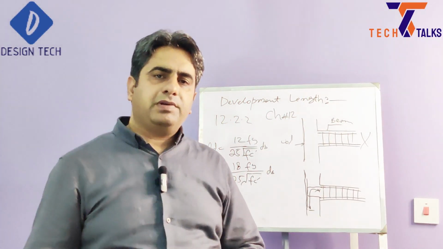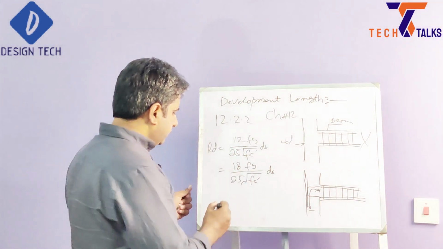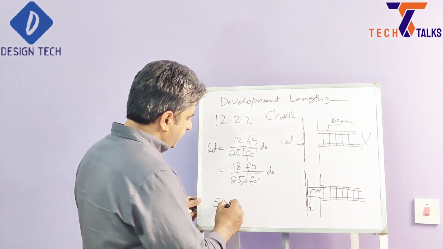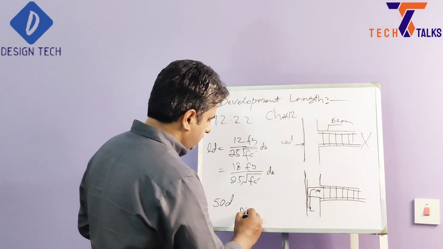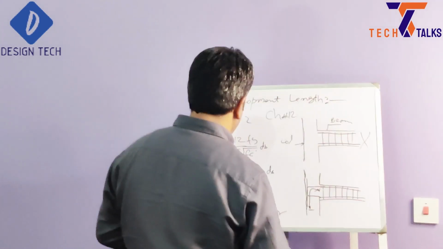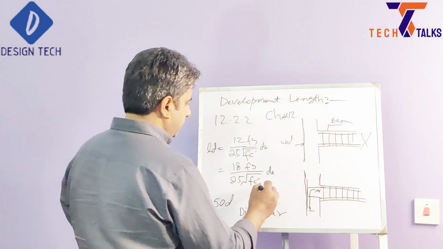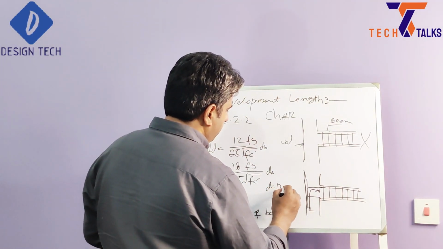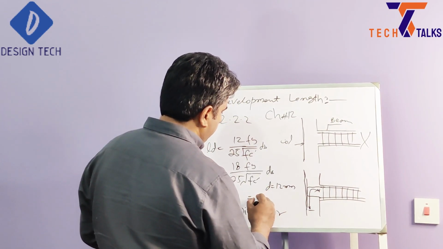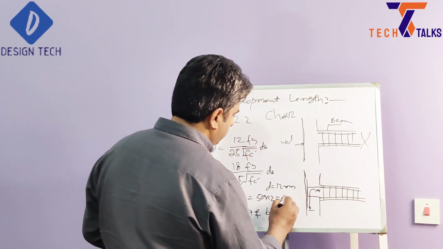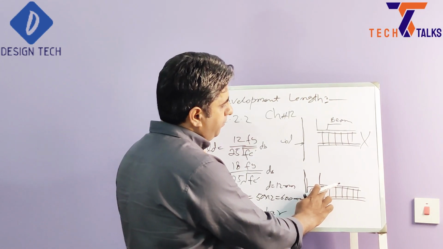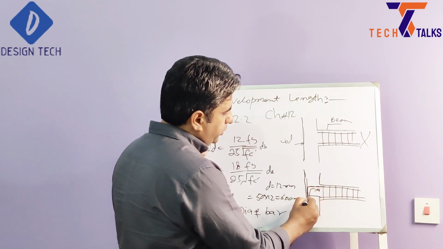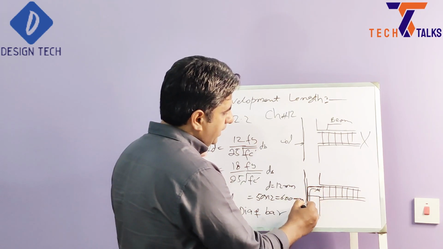If you don't have any time to calculate by these formulas, then simply there is a thumb rule. You can consider 50D for development length. D is dia of bar. For example, if you are using 12 mm bar, then simply you can calculate 50 by 12 is equal to 600 mm. So it means if this bar is 12 mm, then from here to here you need 600 mm length to achieve the development length.